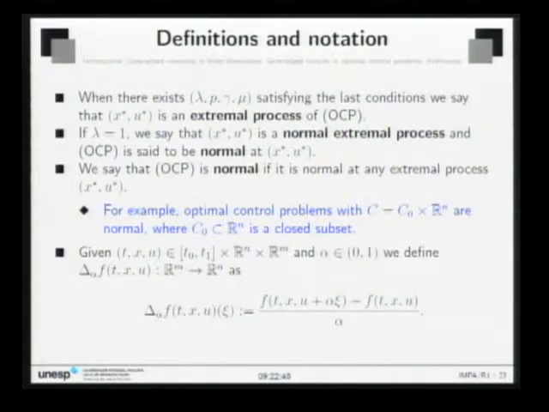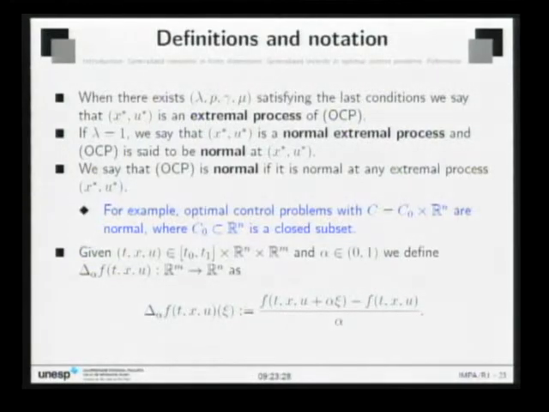We start now. These functions or these objects here are the multipliers. When they exist, satisfying the last conditions, we say that the process is an extremal process for the optimal control problem. And when this first multiplier here can be chosen to be 1, we say that the process is a normal extremal process. And then the problem is said to be normal at the specific process.